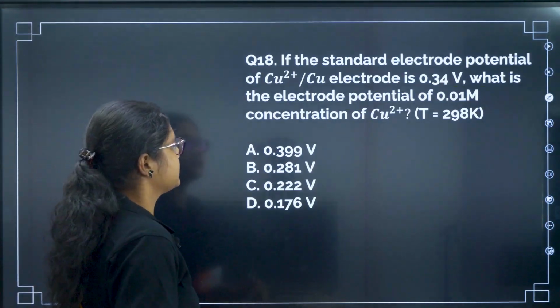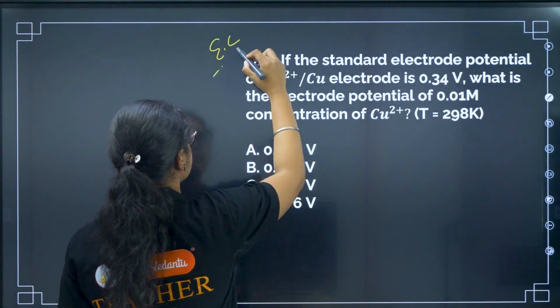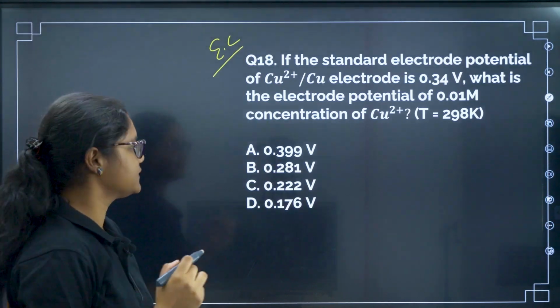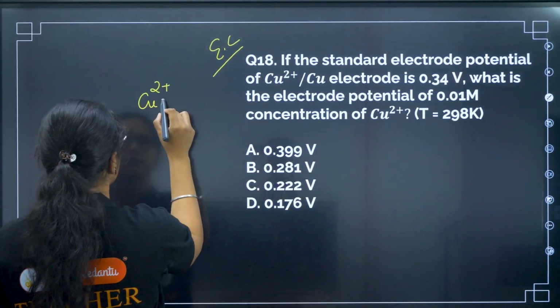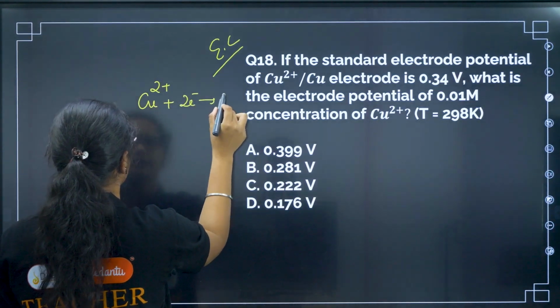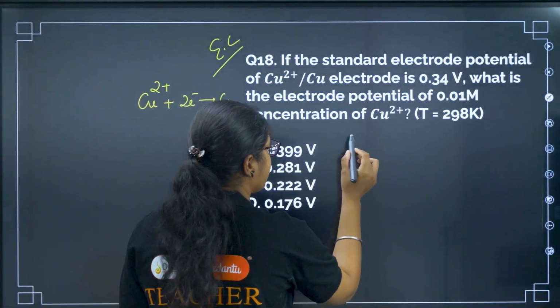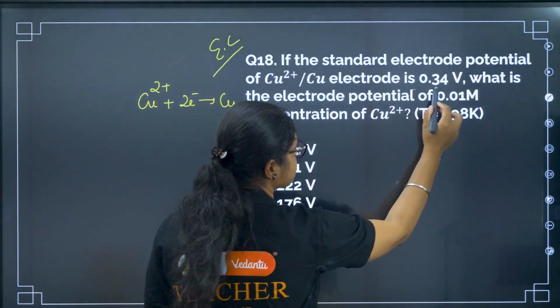Let us see the next question. So from electrochemistry, copper electrode potential is asked here. So we can write, see, copper 2 plus, what is the reaction? Cu2 plus plus 2 electrons will give you Cu. Now for this reaction, the standard electrode potential is 0.34.